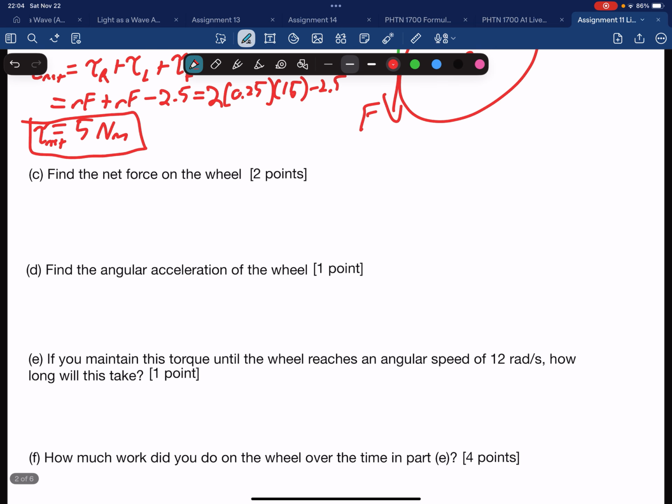C, find the net force. There are 2 forces acting on the wheel. You have, from your right hand, 15 newtons up plus 15 newtons down from your left hand. That gives you a net force of 0 newtons.